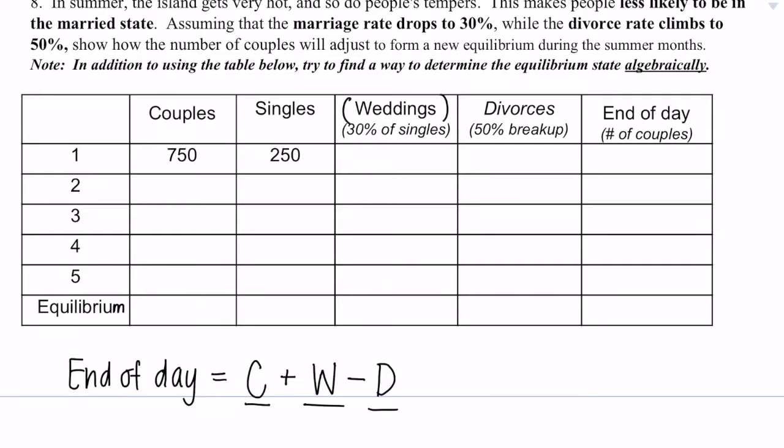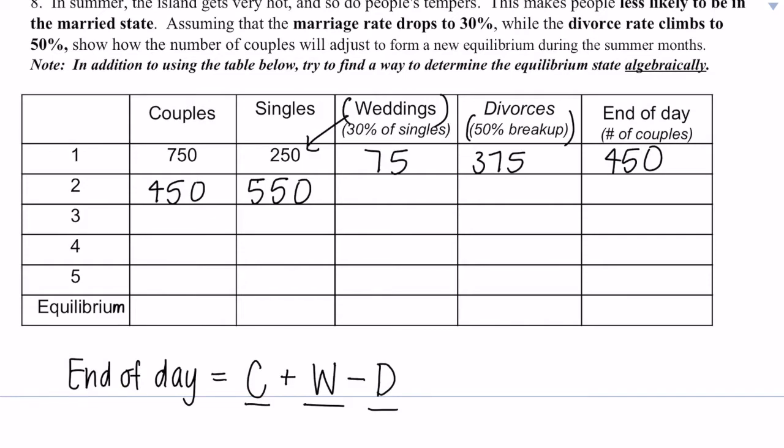To get the number of weddings, that's 30% of singles getting married, that would be 75. And divorces, 50% of our couples break up, 375. So if we add together 750 plus 75 minus 375, we will get 450. This becomes our amount of couples for day 2, 450. And if we subtract this from 1,000, which is the total, we get 550.